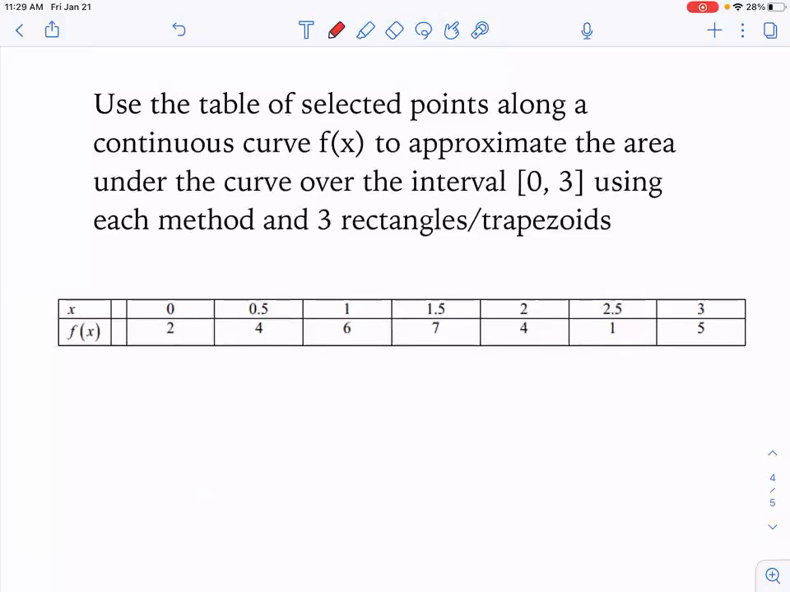We don't always have an equation. Sometimes we collect data in consistent intervals and we have a table of values. So what if I give you a table of values and I ask you to find the area under the curve? How are you going to do it? We're going to use our approximations. But I want you to have this written down first. And that we're going to do n is 3.